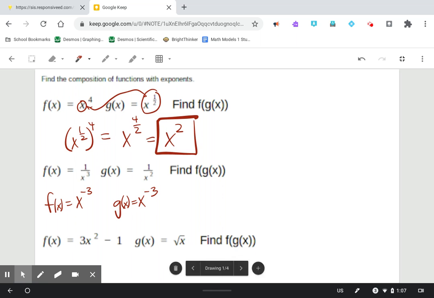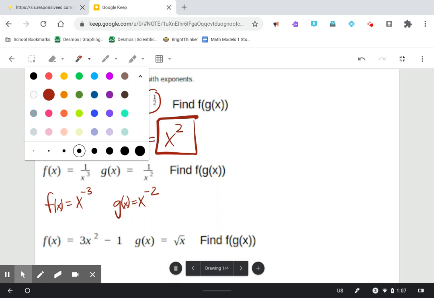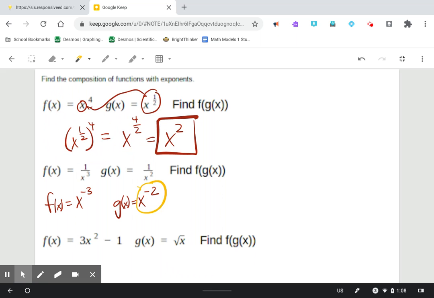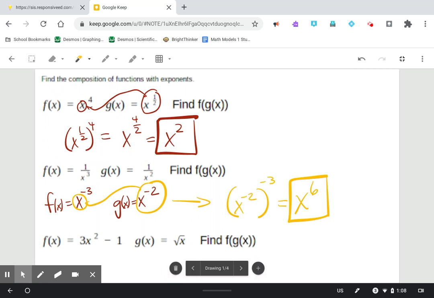All right, next problem. I made a mistake there. This should be a 2. But again, I'm plugging g into x. So I'm going to take this function here. I'm going to plug it into the x here. So it's going to look like this, parentheses, x minus 2 to the negative 3 power. I multiply those numbers, giving me x to the 6th.